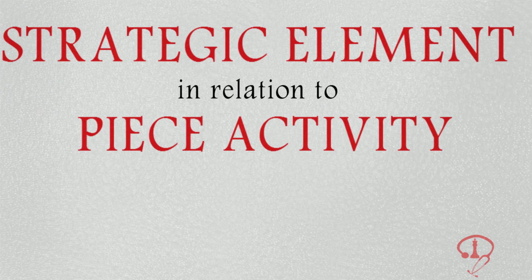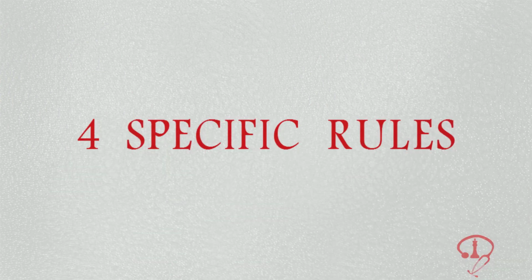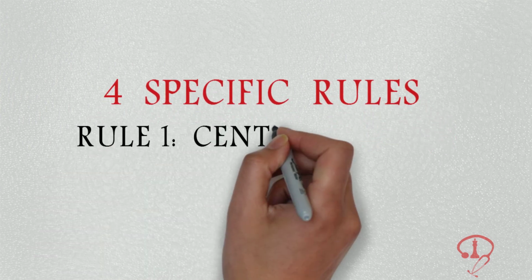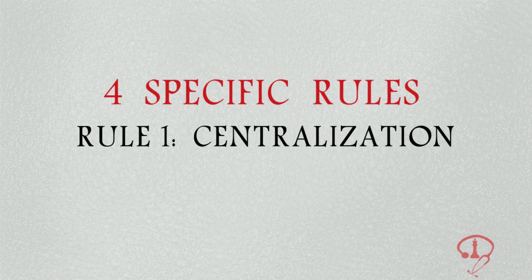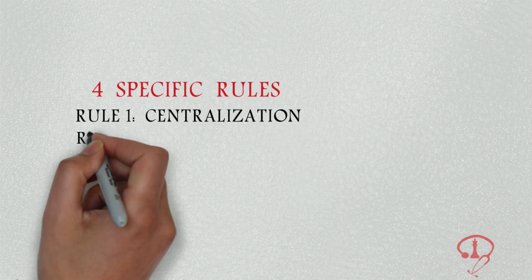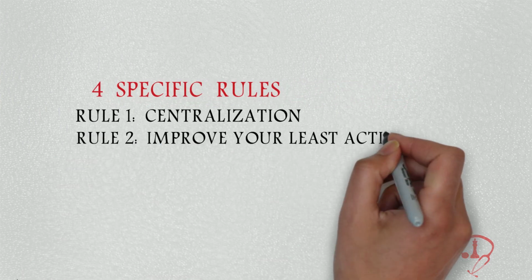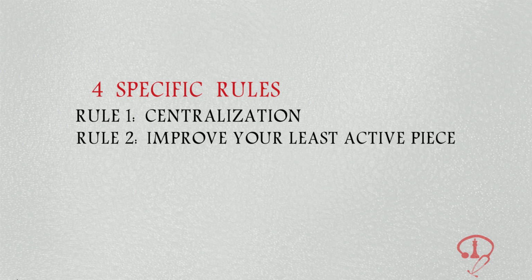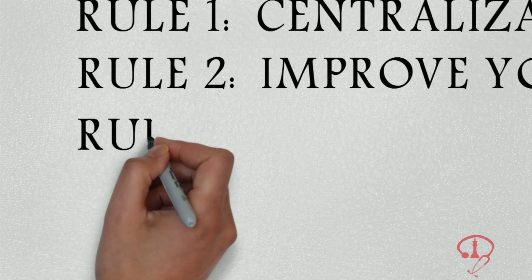But before we do that, I want to quickly review some specific positional rules that you can use to apply the overall framework and identify the strategic element in your own games. There are 4 specific rules that you can use as part of your overall thought process when selecting a move. Rule number 1 is centralization. Move your pieces as forward as possible and towards the center. Rule number 2. Find your least active piece and move it forward and towards the center.